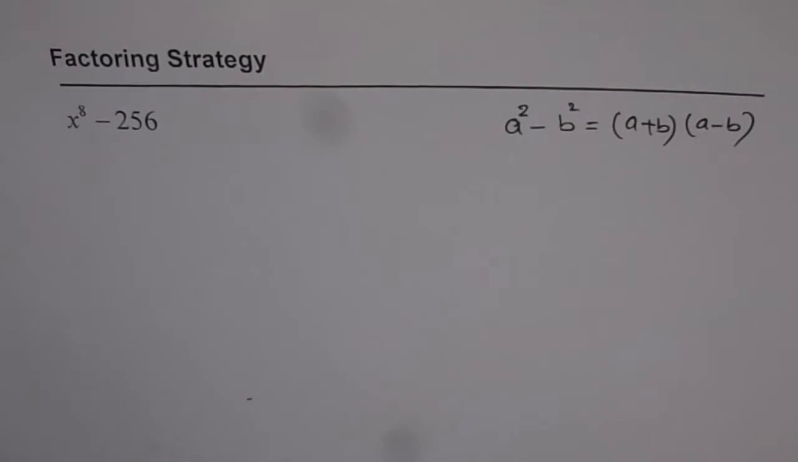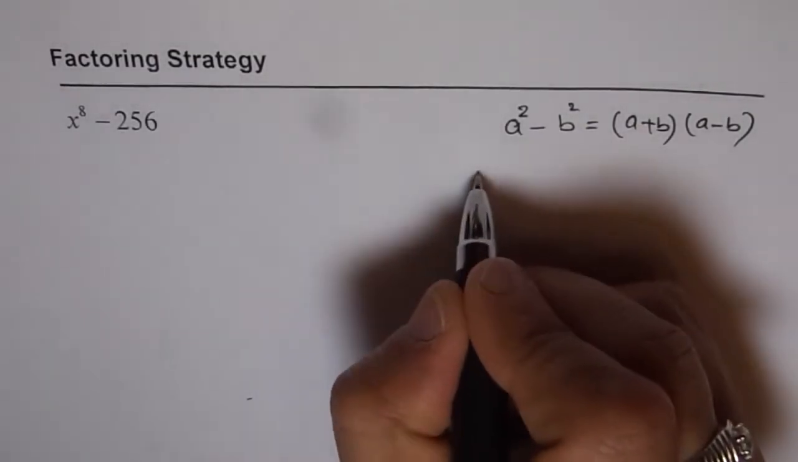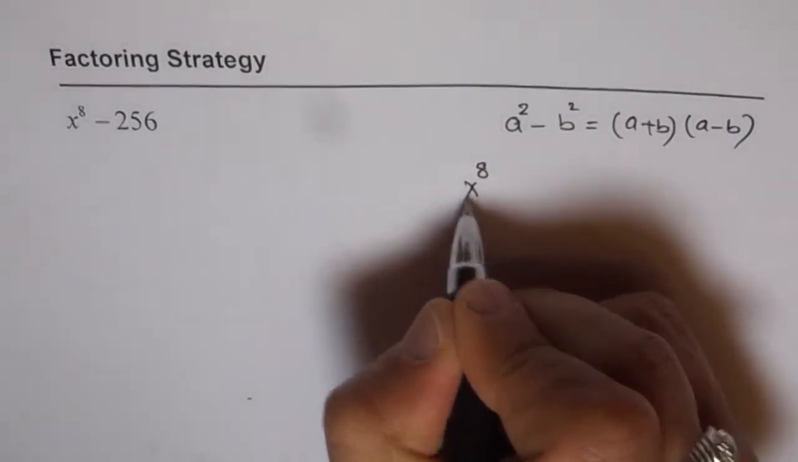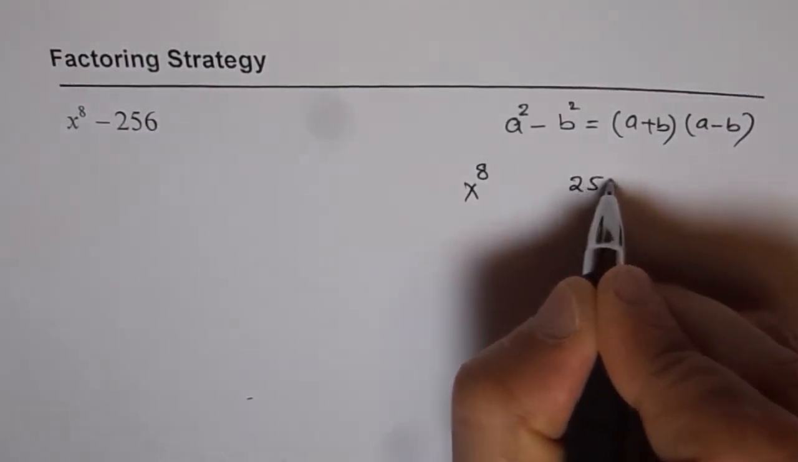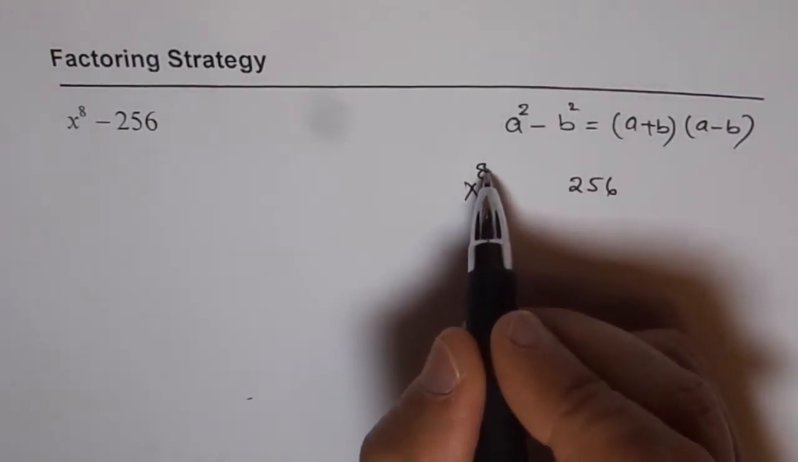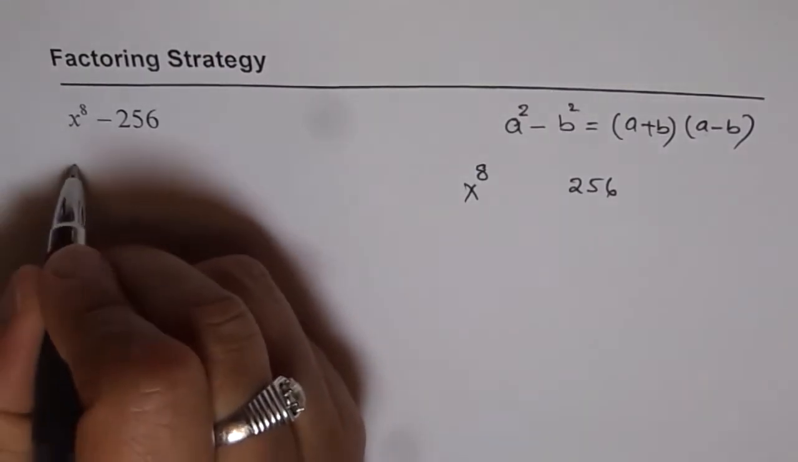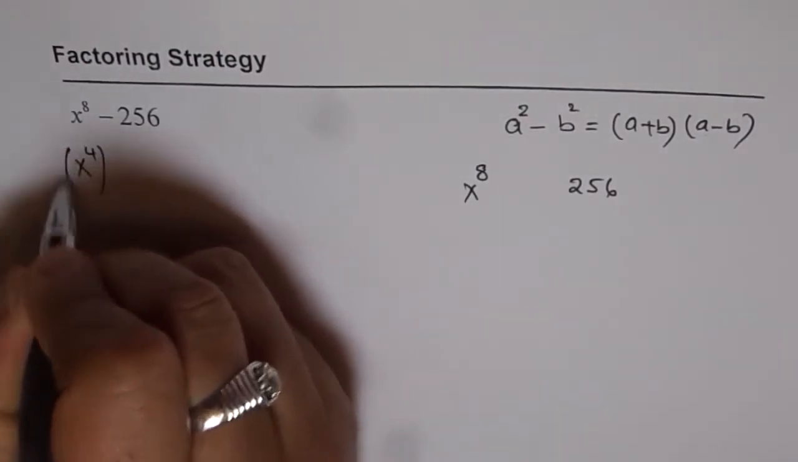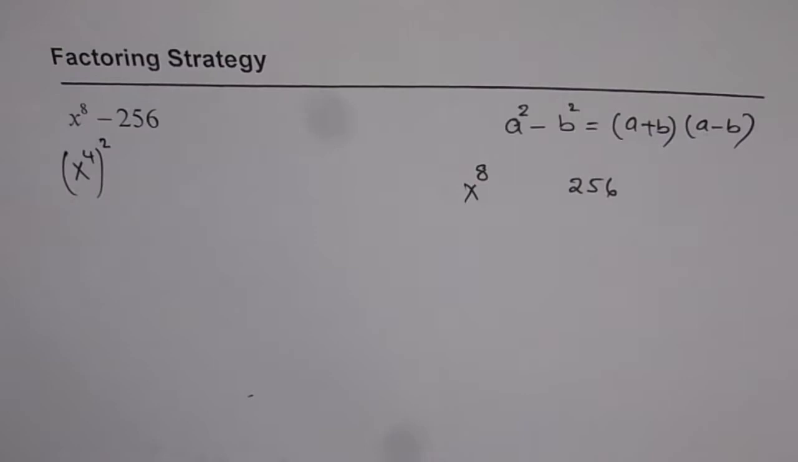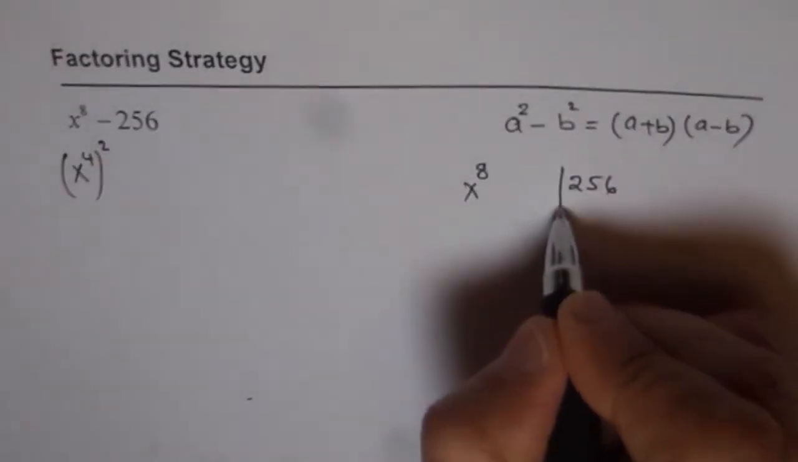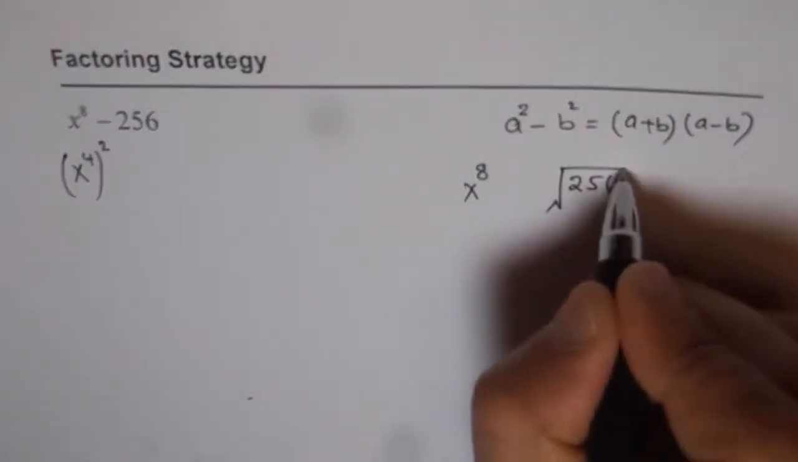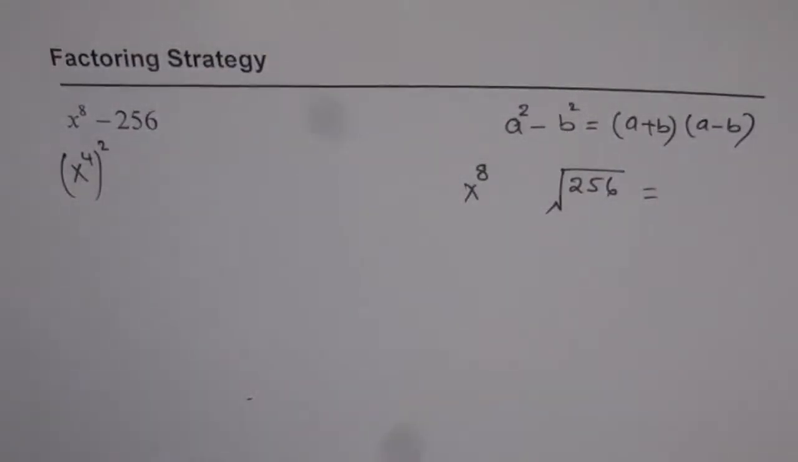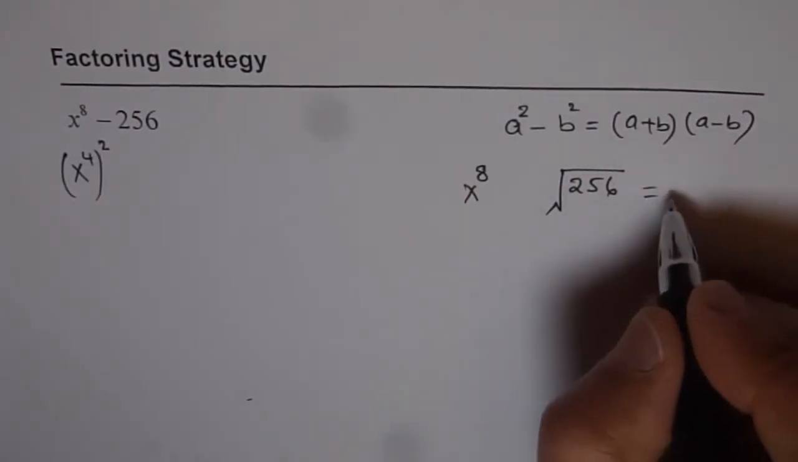Now in that case what we can do is, we have two numbers, x to the power of 8 and 256. Now we know half of 8 is 4. So we can always write this as x to the power of 4 square. So that becomes 1 square. Now how do you get the square of the other number? So the best thing is to use a calculator and the square root function. So what is the square root of 256? So let's do the square root of 256 with a calculator and you get 16.